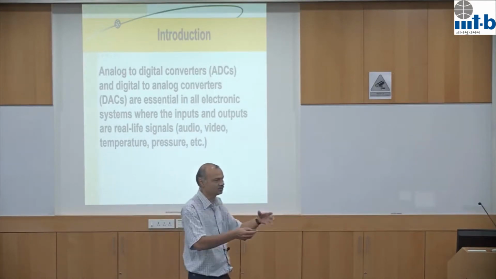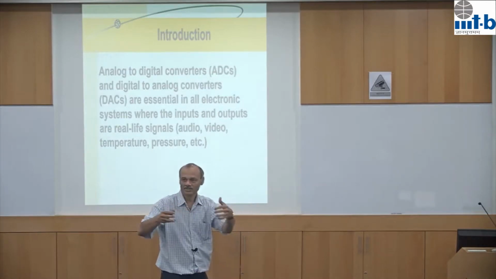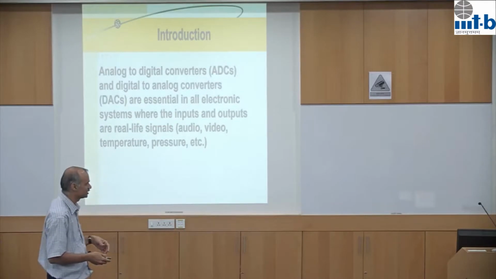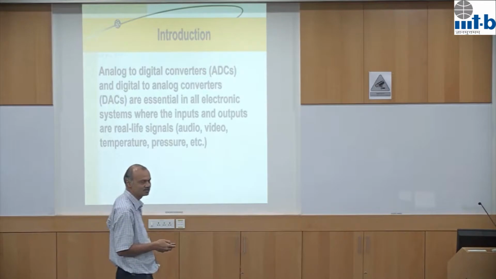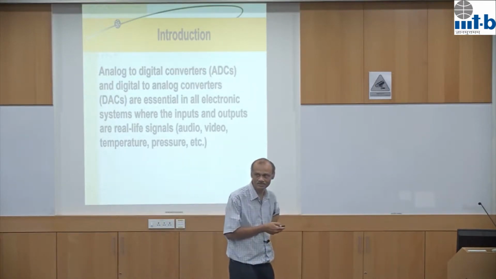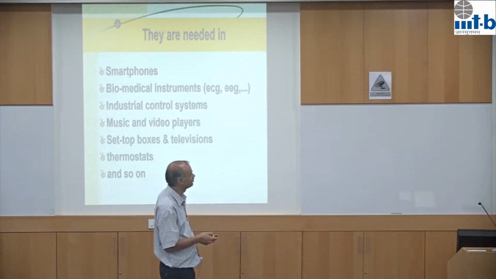So they have to be converted to digital, then the computing facilities do whatever they do, and they eventually get converted back to analog so that human beings can interact with them. So audio, video, temperature, pressure, all real life signals are analog. So this is one of my research areas, to design A to D and D to A converters. So they are used everywhere, right?